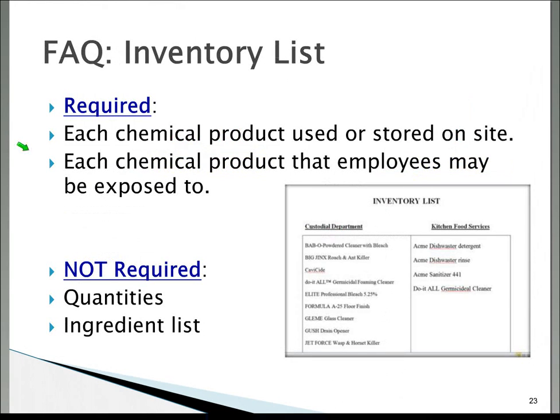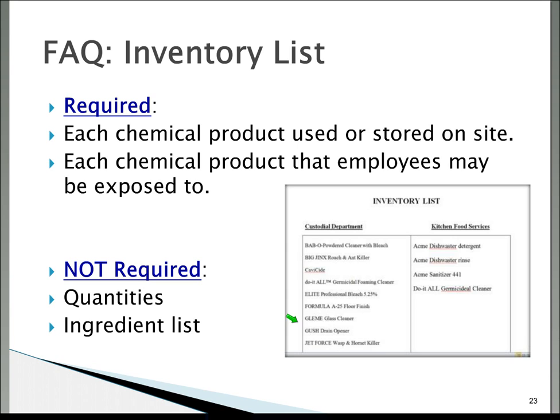Okay, so required in the inventory list is each chemical product that I use or store on site, each chemical product that employees may be exposed to. But I do not have to explain the exact quantities that I have. So over here, I've got the Gleam glass cleaner on my inventory list. The list does not have to tell me how many gallons I have on site. And the reason is because that might change. It might change tomorrow. It might change next week. And for most people, that would be really hard to keep track of. So I just want to know the manufacturer name and the product name.